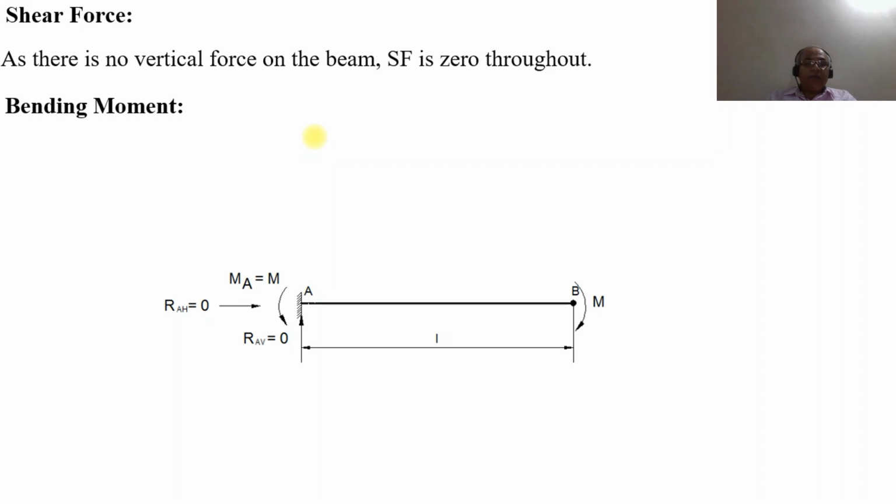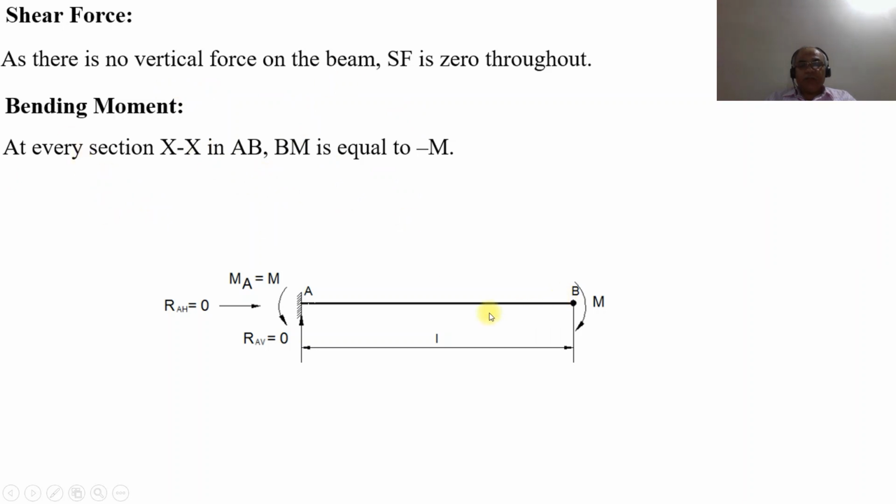When you are considering the bending moment, what happens at every section XX? If you consider the section at this point, again you are going to have a clockwise couple, and the beam will bend in hogging. Again, when you take the section at this point, you are going to have the clockwise couple. So naturally it will be minus M. Therefore, at every cross section the value of the bending moment will be equal to minus M.